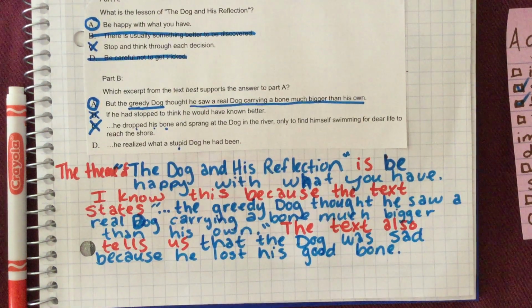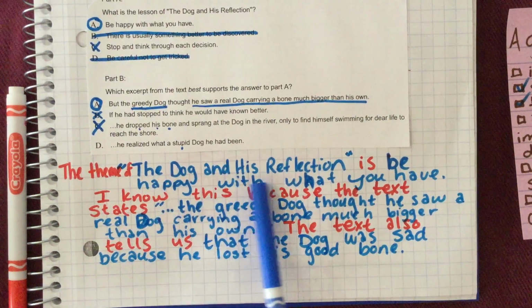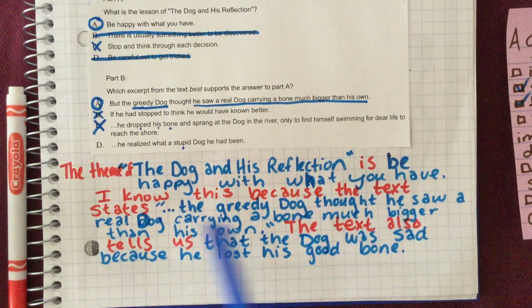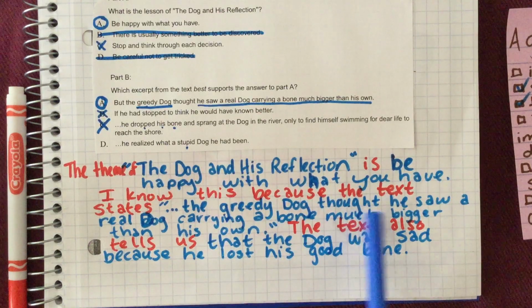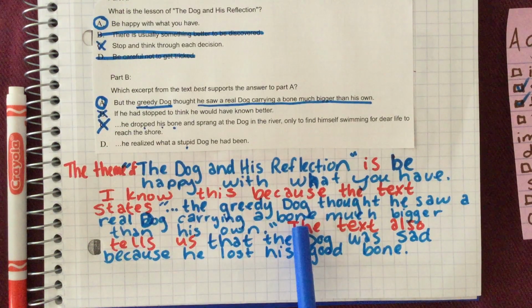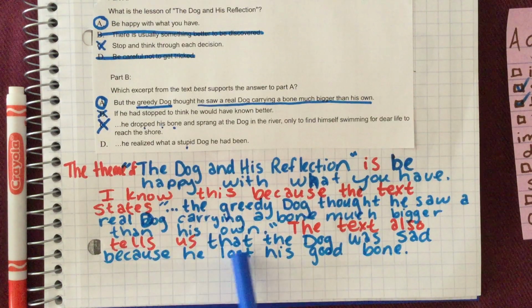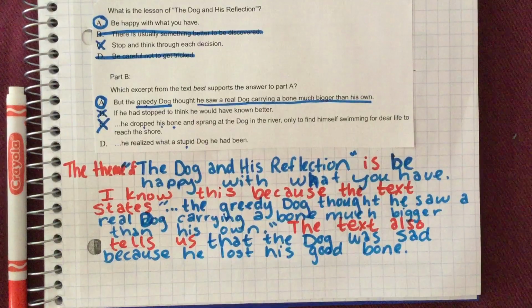So let's read that summary together. The theme of The Dog and His Reflection is be happy with what you have. I know this because the text states, the greedy dog thought he saw a real dog carrying a bone much bigger than his own. The text also tells us that the dog was sad because he lost his good bone.